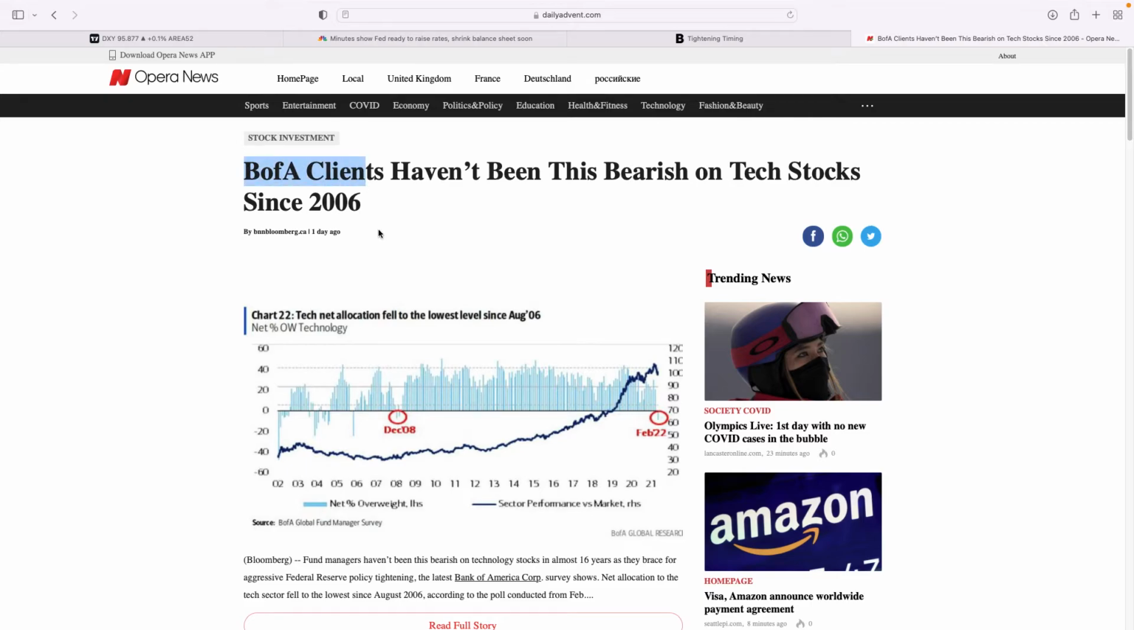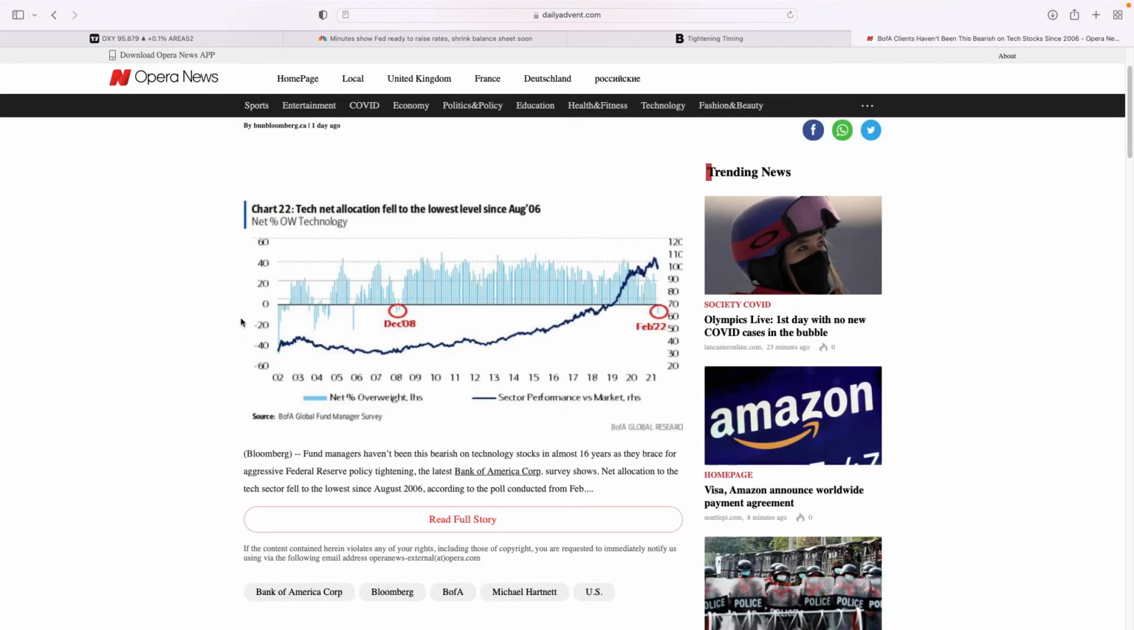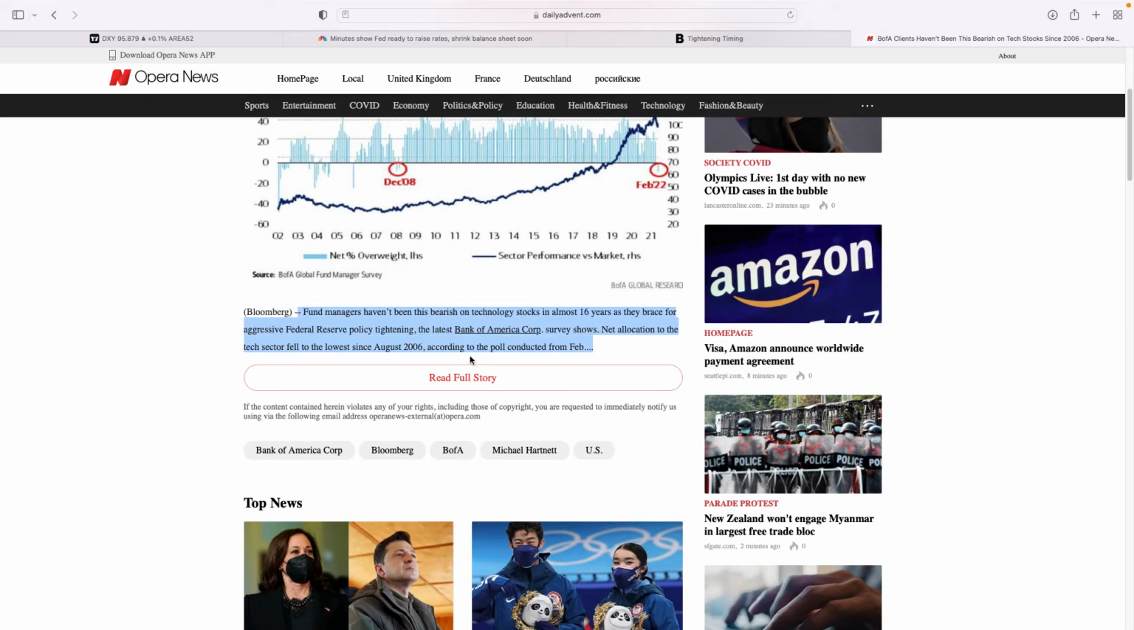It says here the Bank of America clients haven't been this bearish on tech stocks since 2006. Fund managers haven't been this bearish on technology stocks in almost 16 years as they brace for aggressive Federal Reserve policy tightening. The latest Bank of America Corporation survey shows that net allocations to the tech sector fell to the lowest since 2006 in August, according to the poll conducted from February as well.